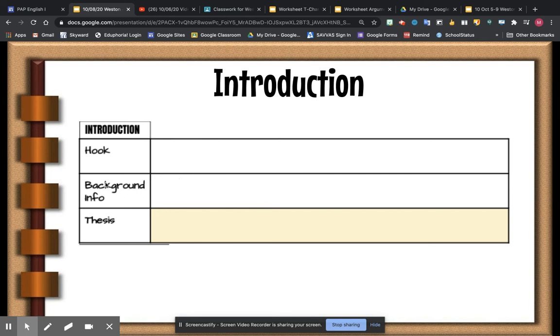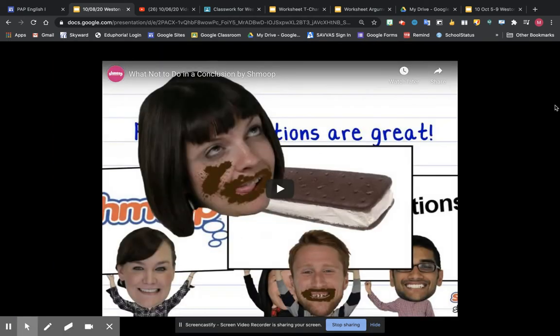Then do a bridge and kind of maybe a little background info could be nicely tied into it, and then put your thesis. But make sure this sentence somehow touches and ties the two sentences together. All right, you can pause the video and watch what it says from Shmoop about what not to do in conclusions.